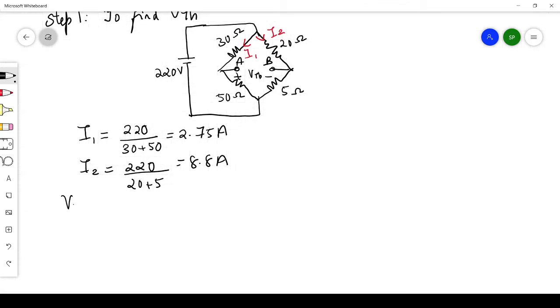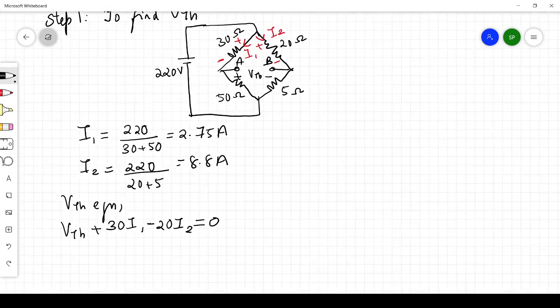We can write the VTH equation by applying KVL in that particular path. VTH plus 30 I1. When you mark the current direction, it is from there to here, so this is plus and this is minus. Suppose we are traveling in the clockwise direction and writing the equation, then we'll get VTH plus 30 I1 minus 20 I2 is equal to 0. You can see here that across the 30 ohm, when you travel clockwise it is minus to plus, so it is positive, and across this 20 ohm we are going from plus to minus, so minus.